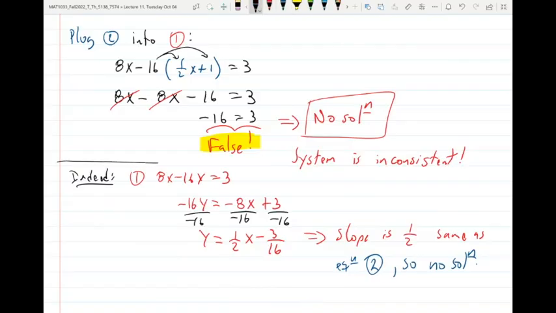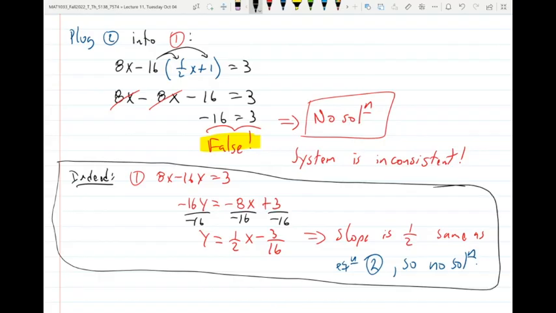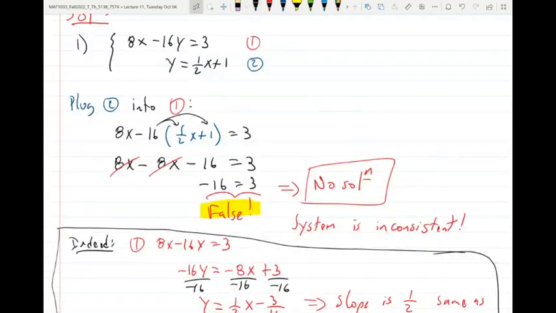This last part that I did is extra. This is just to verify what was discussed before. The problem finishes right here. You do your substitution, you try to solve, you get something that's always false, that's it, no solution. All right, questions? No? Okay, so let's do the next one.